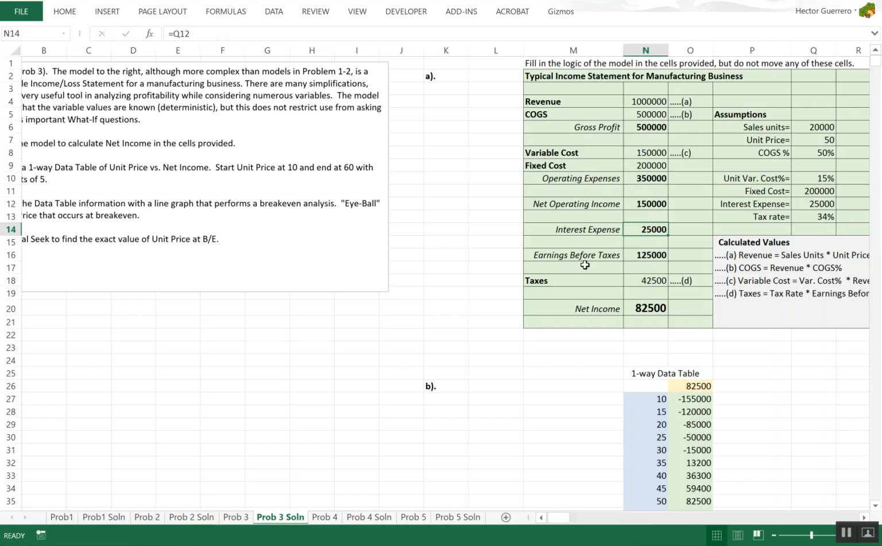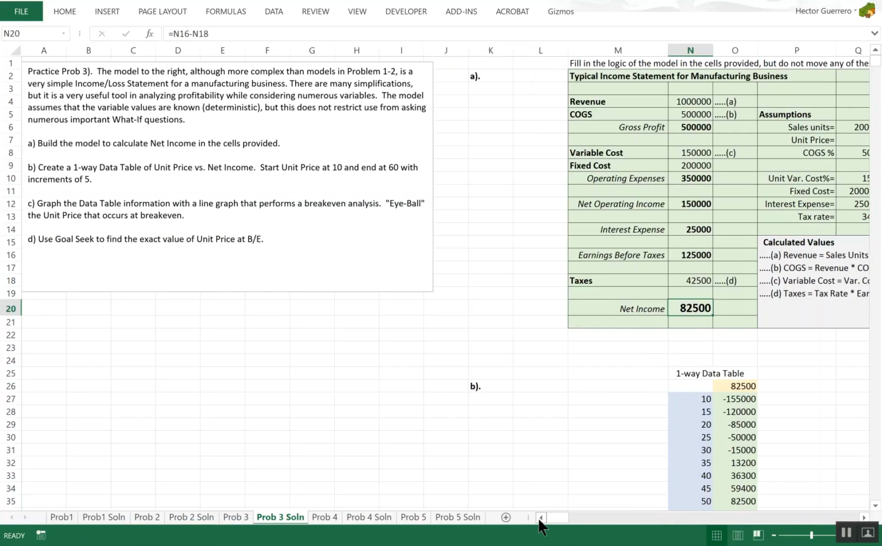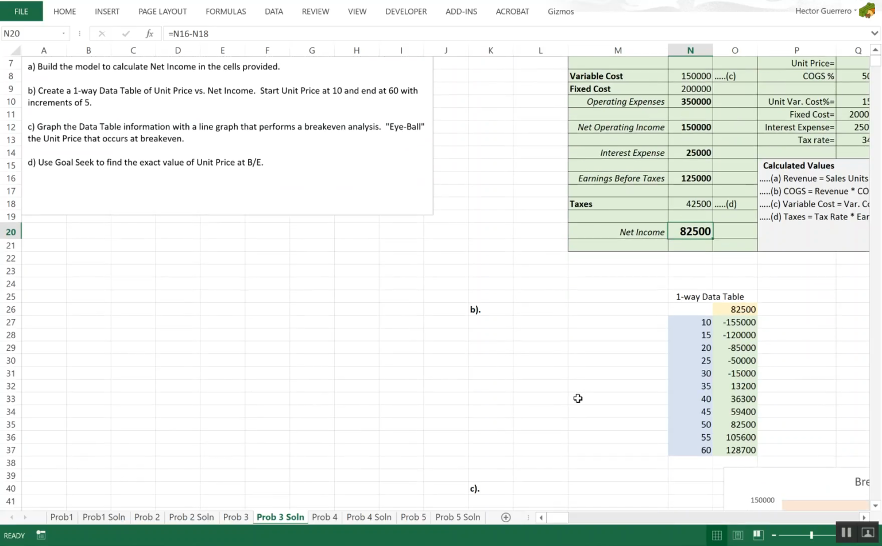I now have earnings before taxes of 125,000 and a tax rate of 34%. That gives me a tax of 42.5, and then finally a net income of 82.5. In this particular problem, the first question is to create a one-way data table to provide us with a table that we will later be able to use to do a break-even analysis.